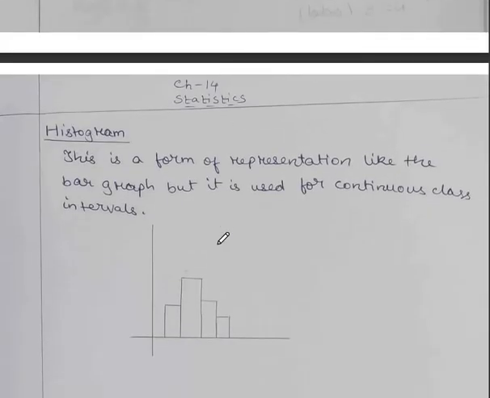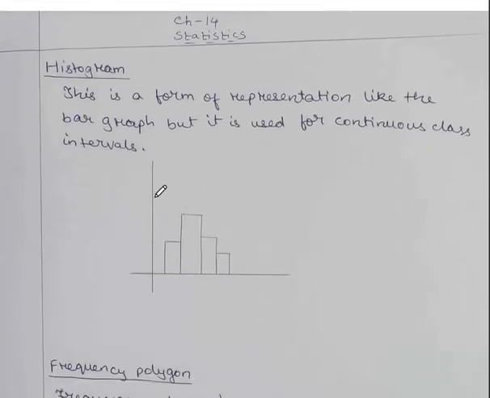Next you will be drawing histogram also. It is just like a bar graph, but it is used for continuous class intervals where all the rectangles are joined. Because we are going to use continuous class intervals, that is to say 0 to 10, 10 to 20, 20 to 30, that means group distribution.